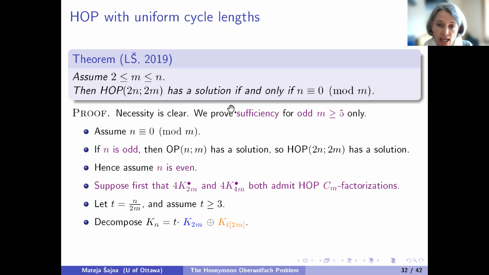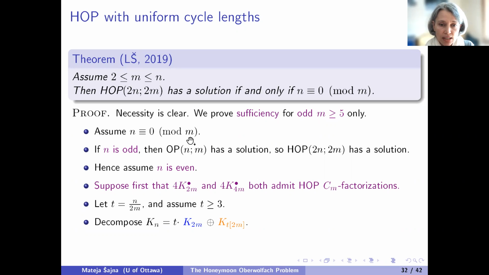So I'll just give you a sketch of the proof of sufficiency for odd cycle lengths and M at least 5. The 3 cycles have to be dealt with in a slightly different way. For the even cycle length, the approach there is quite similar, but the base case is much easier and relies on previous results. So for odd cycle length, the base case is one of the most difficult cases.